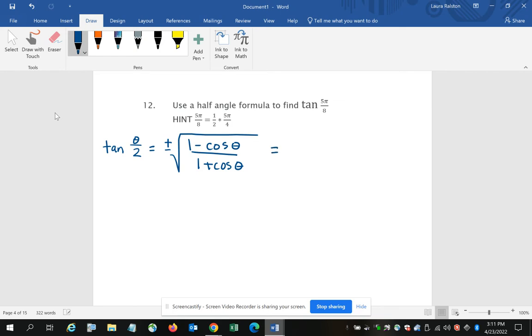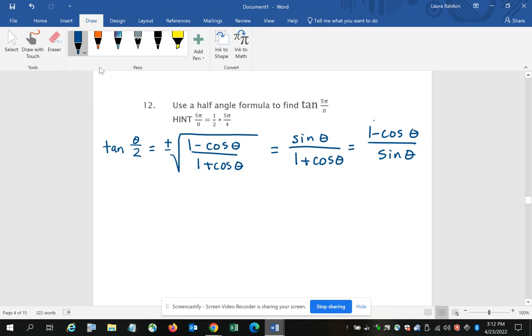Okay, so one option is you have plus or minus the square root of the quantity 1 minus cosine divided by 1 plus cosine. Well, guys, that's messy because I got a radical. The second option is sine theta divided by 1 plus cosine theta. There's no radical, it's still a fraction, but the other thing is you've got that sum, that 1 plus cosine theta in the denominator, as opposed to just a plain old single term. The last formula is 1 minus cosine theta over sine theta.